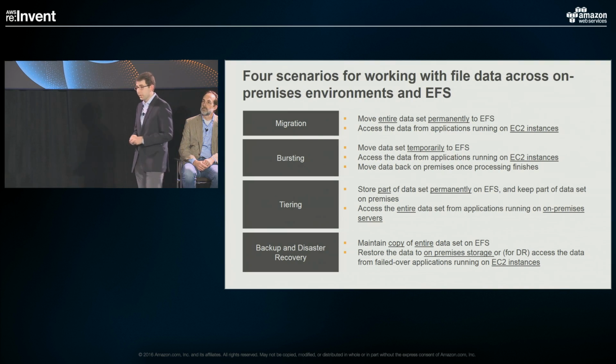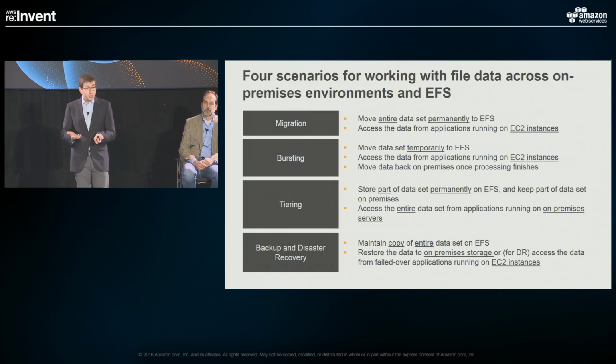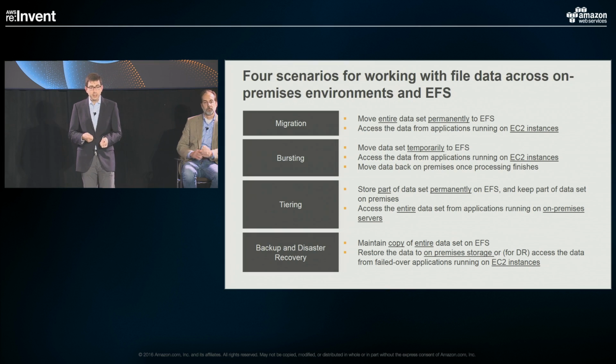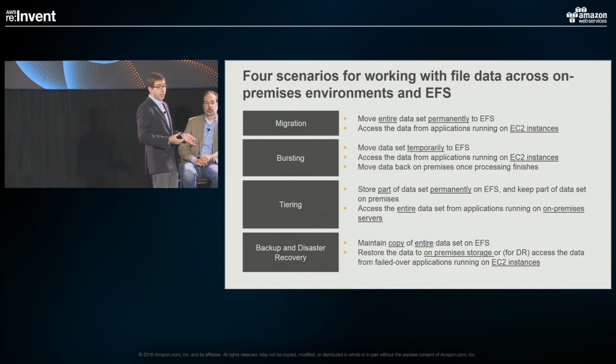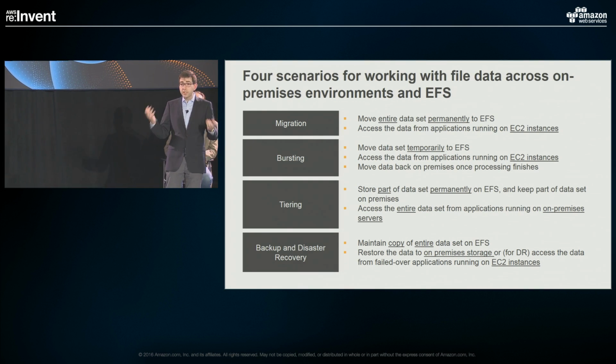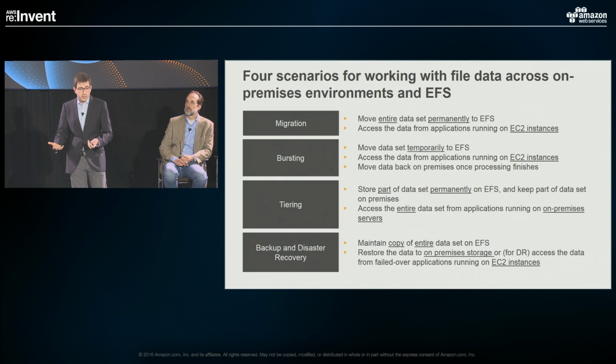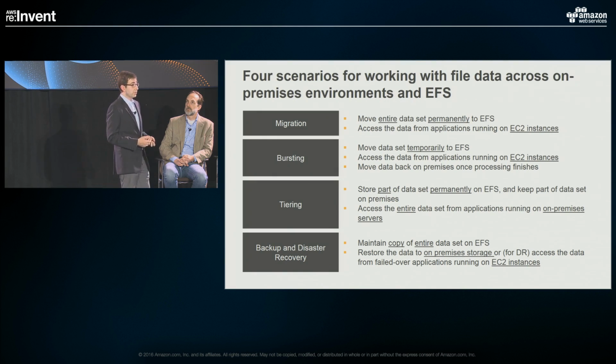So that's bursting. The third is tiering, where you would store part of your data set permanently on EFS and keep part of it on-prem, and you would access the entire data set from applications running on-prem. Ideally you would keep your hotter data on-prem, where it's closer to the applications, and the rest of your data set on EFS. And then finally, there's backup and disaster recovery, where you maintain a copy of your full data set on EFS. You periodically make sure that it's up to date, and then you can use that either if you want to restore backup or for disaster recovery scenarios.